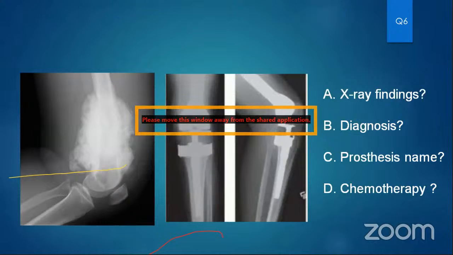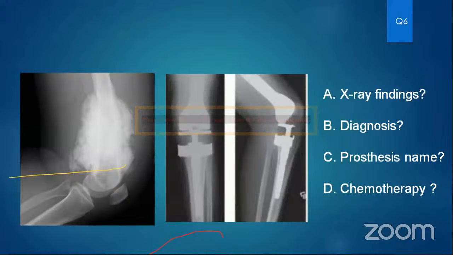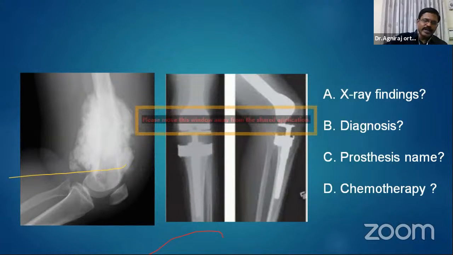Location is centrally located. The lesion is with ill-defined margins. Wait, Bharat, you told age skeletally immature. Okay, you can say the physeal line is somewhat seen.